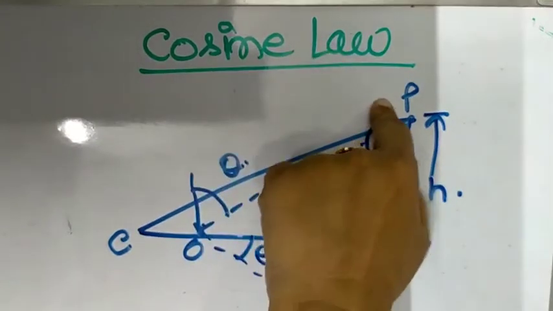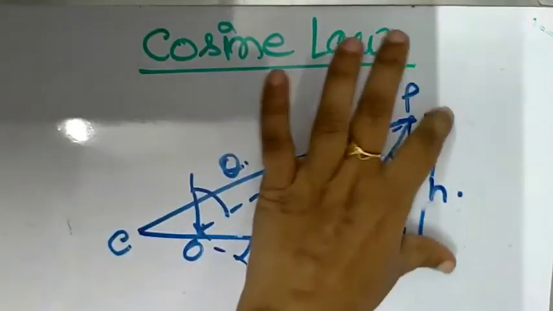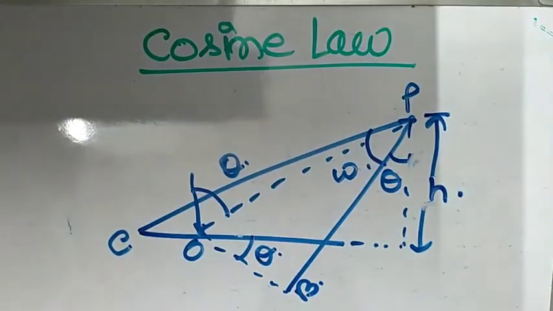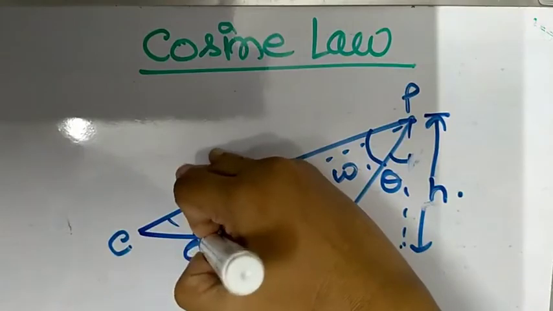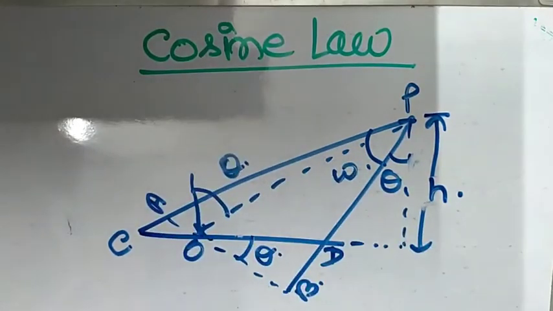Now let P be the point source at height h from the plane containing the surface CD. Sorry, this point is D, which subtends solid angle omega at the source of the light. Now let AB be the surface perpendicular to OP. This point is A.